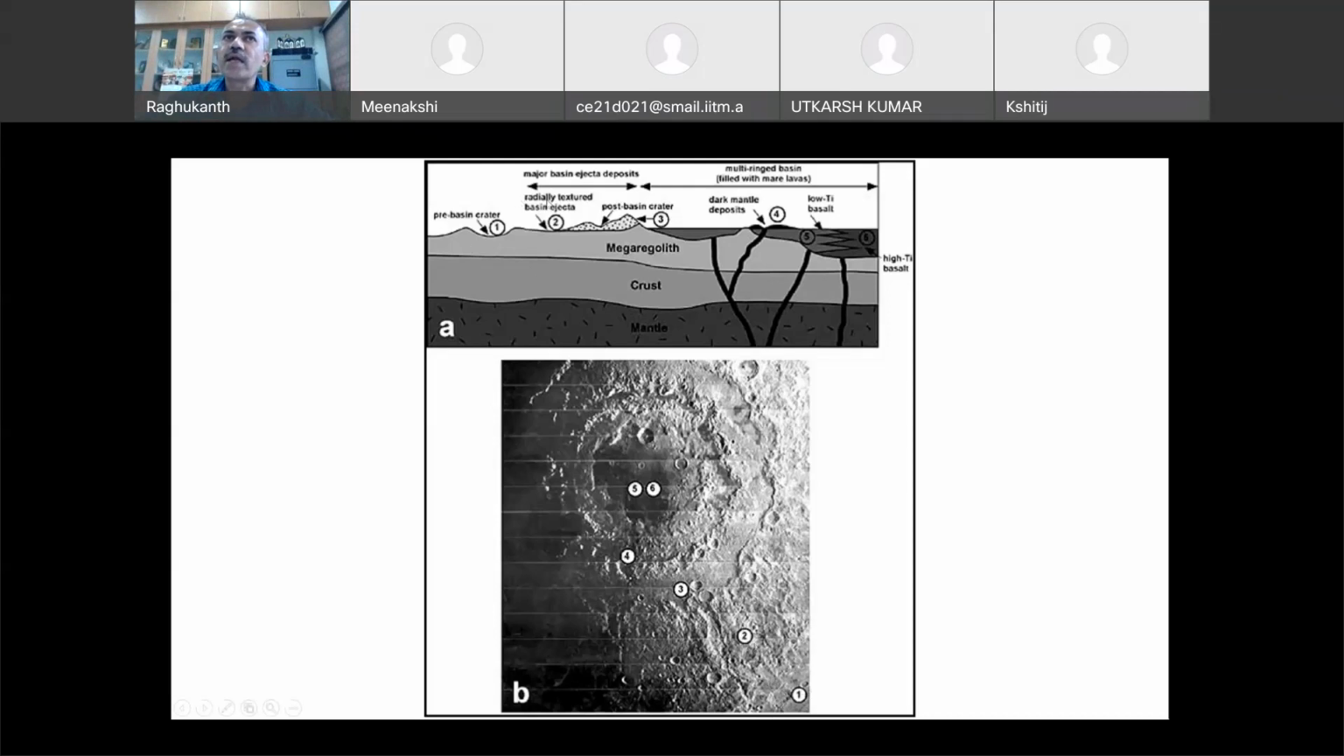So you will see the radial textured basin ejecta here, and then 3. So this is a place, say. So this is a post-basin crater, they say. Okay, and then 4 is here. So you can see here also the lava flows are there and dark mantle deposits you can see, and then 5 and 6 are here. You can see this type of, this one. So this is what they call the multi-ringed basin itself, the Oriental Basin.